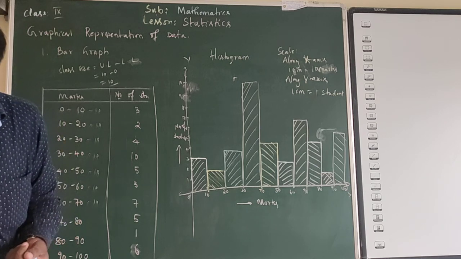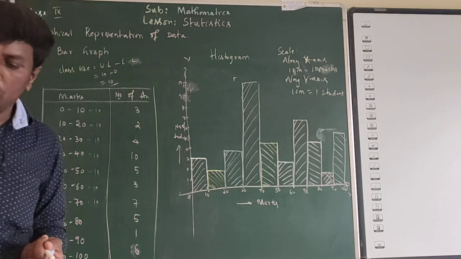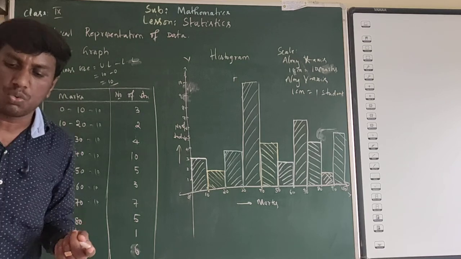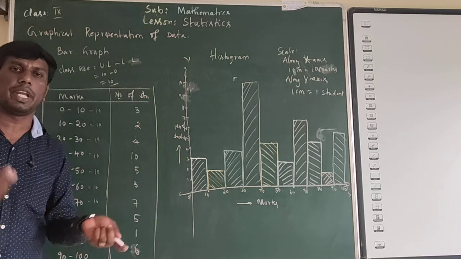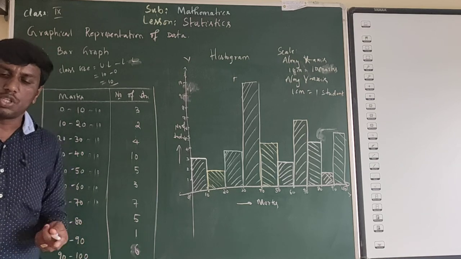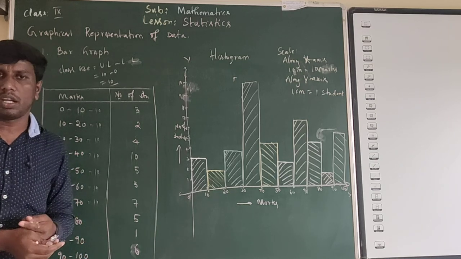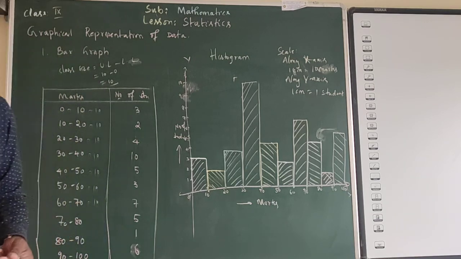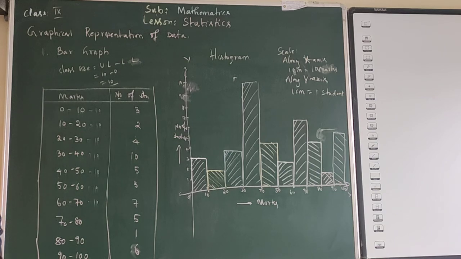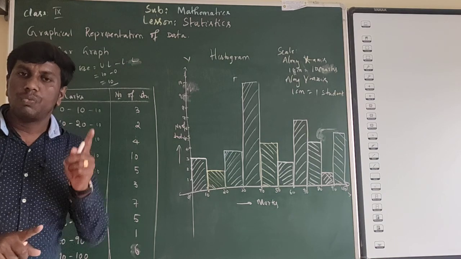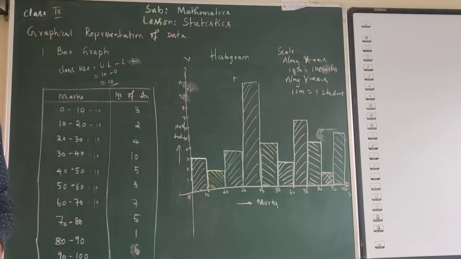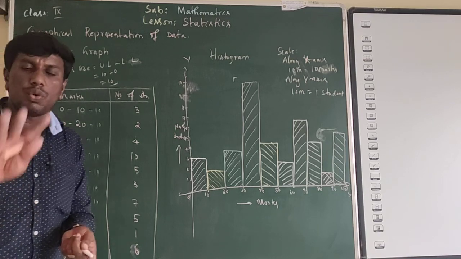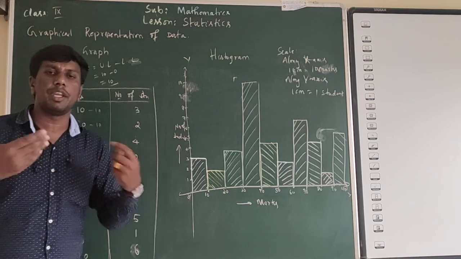The first one is ungrouped frequency distribution data. You need to do it using a bar graph. The second one is also a bar graph. The third one is also a bar graph. The fourth one is a histogram, and the fifth one is also a histogram. These 5 questions you have to do.